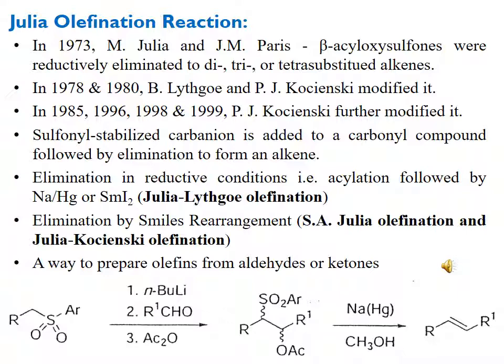So this Julia olefination reaction is also basically the conversion of aldehydes and ketones into alkene. The general reaction is shown here, in which you can see the sulfones are treated with base, aldehyde and acetic anhydride to form beta acyloxy sulfones, and these are further reduced by sodium mercury in the presence of methanol to form alkene.